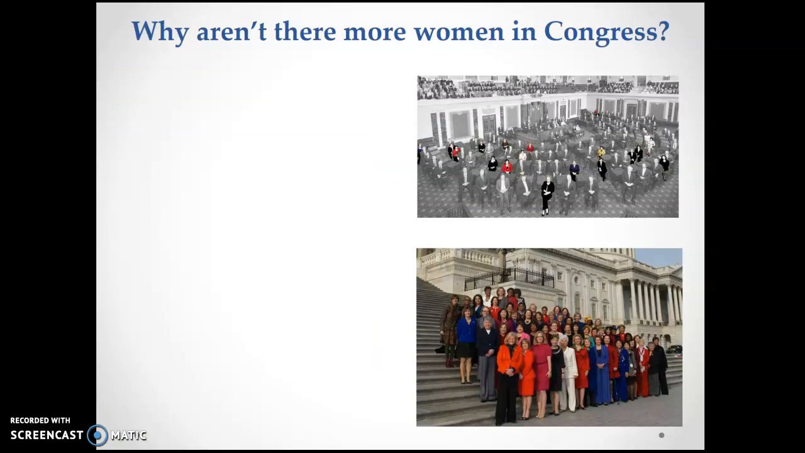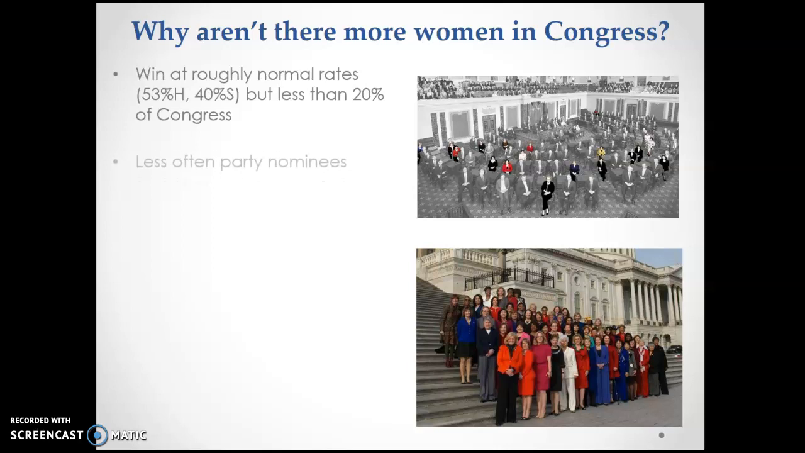So I told you we were going to look at this question, why aren't there more women in Congress? And we're going to kind of go through it here and probably pick up in Tuesday's lecture. Why aren't there more women in Congress? Well, we need to start by saying that women actually do win at roughly the same rates as men when they run. So when a woman runs for Congress, they don't disproportionately lose. They're not far less successful in the running process. But if they account for less than 20% of Congress and win at normal rates, then the conclusion you can draw is that less run, right?